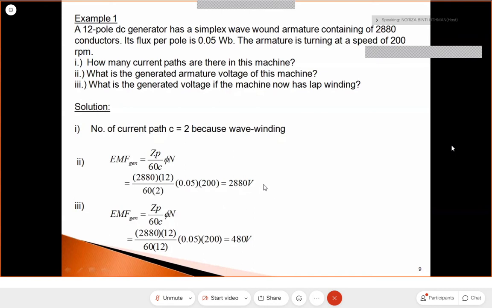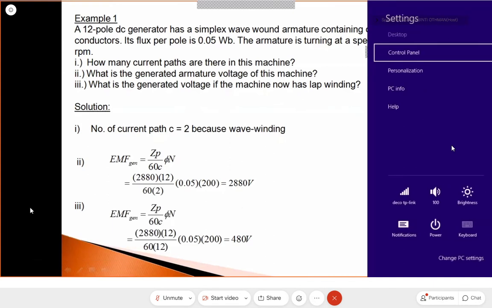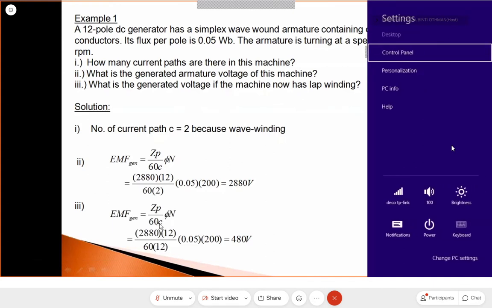And then number three, what is the generated voltage if the machine now has lap winding? So bila lap winding, C equal to P. Okay, P equal to 12. So you just substitute C equal to 12. So you akan dapat 400 volts. EMF generated 400 volts. Okay.